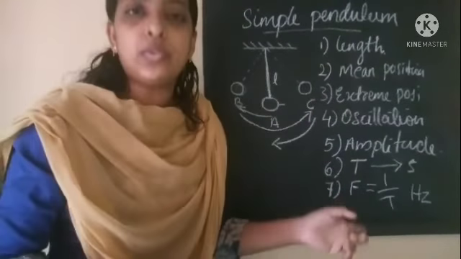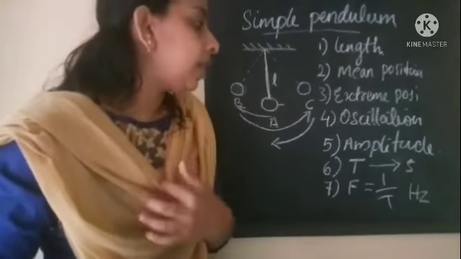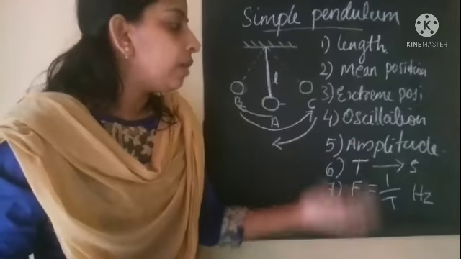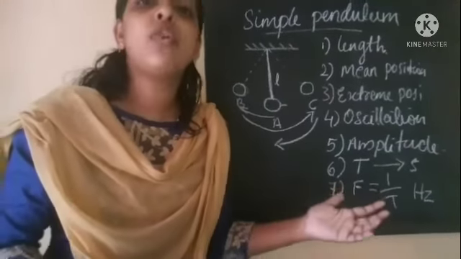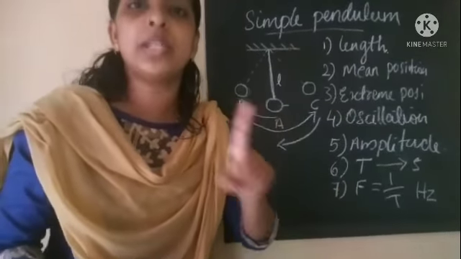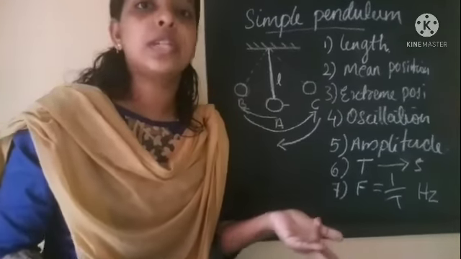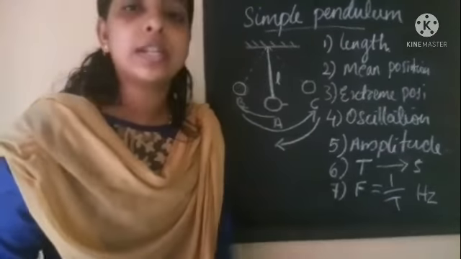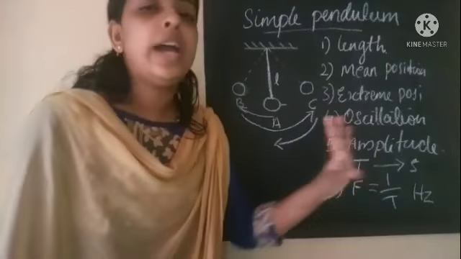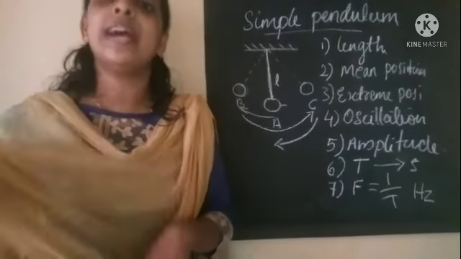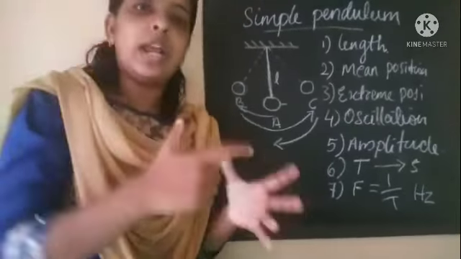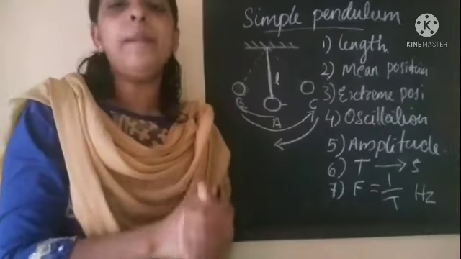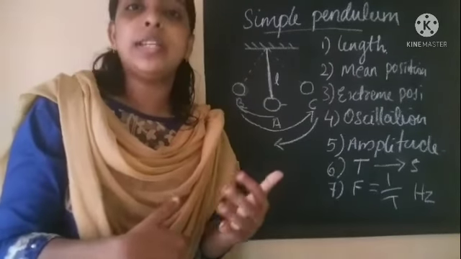Then last one is frequency. What is frequency? Frequency is the number of oscillations completed in 1 second, and the frequency is the reciprocal of the time period, and it is measured by the unit hertz. Okay, so that's all about the simple pendulum, and once again we can revise the things that we have discussed today.